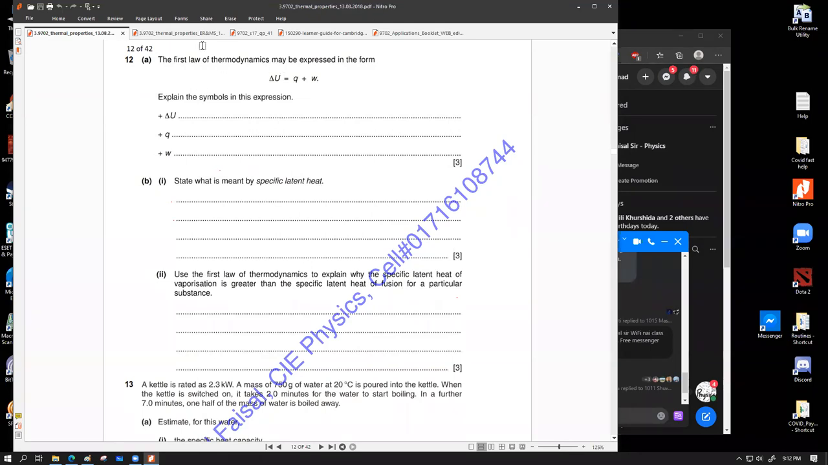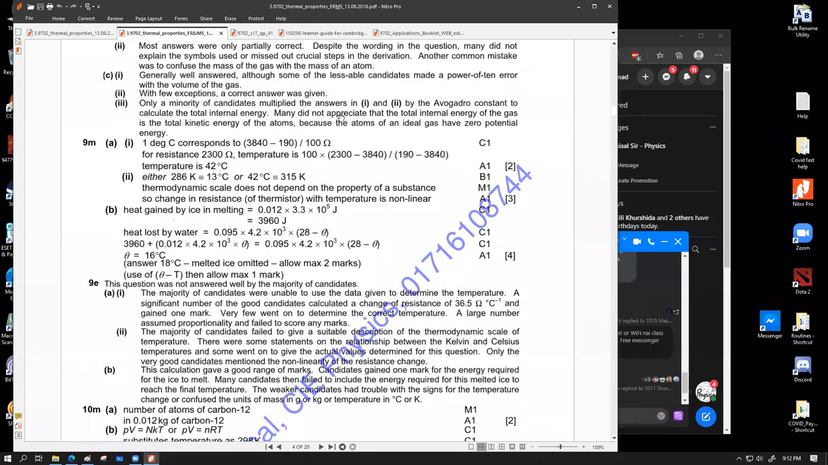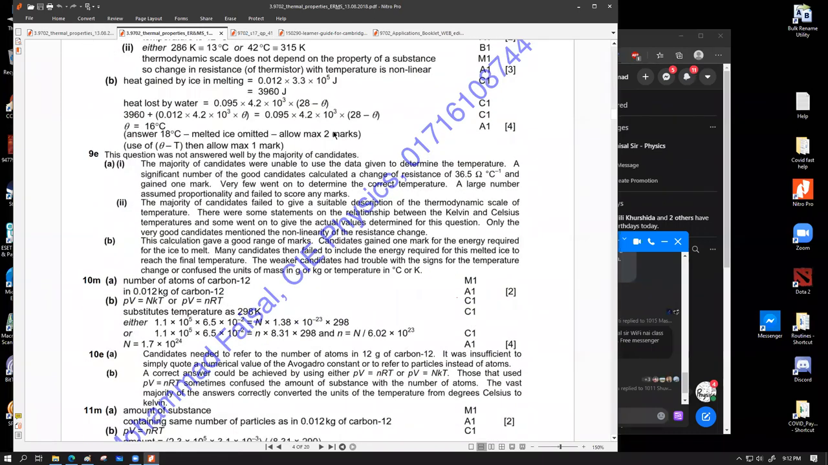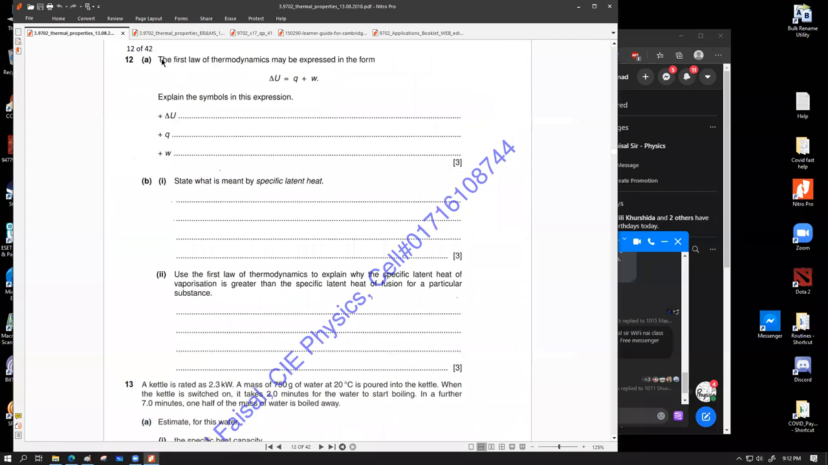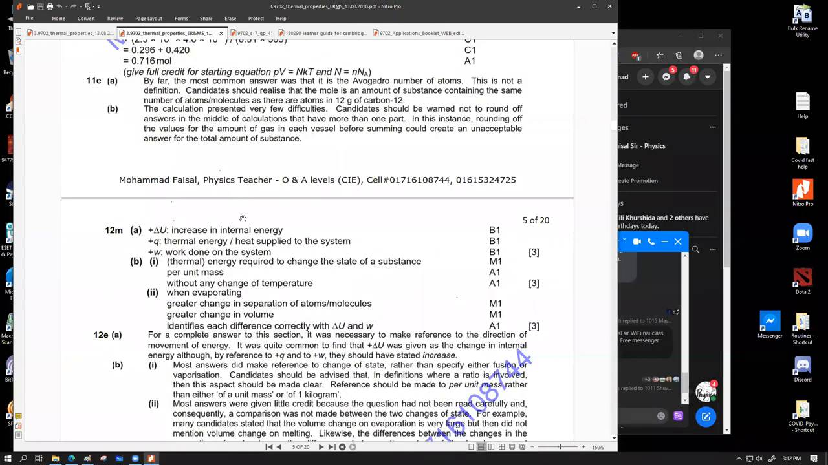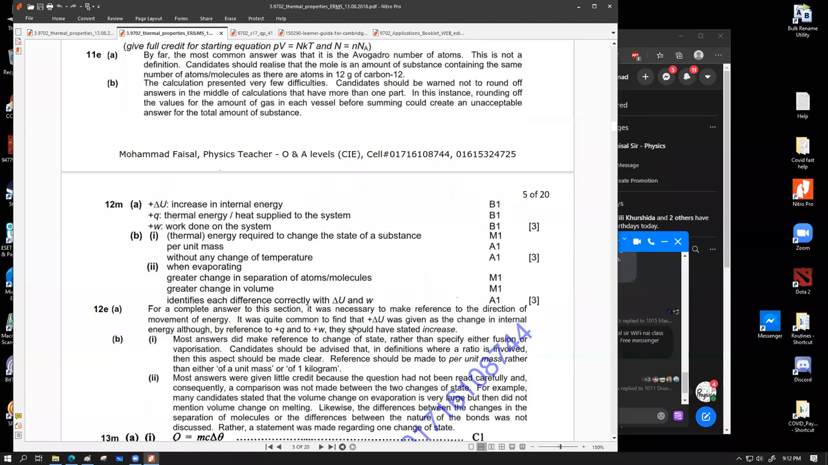Let's have a look at the mark scheme, and then I'll take questions. Question 12: when evaporating, greater change of separation of molecules and greater change in volume. So identify each correctly with delta U and W. Beautiful. So delta U would become larger, and W would be negative. So Q has to be bigger.